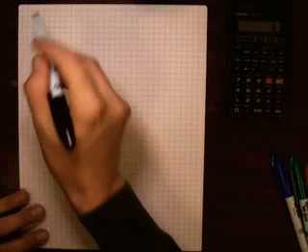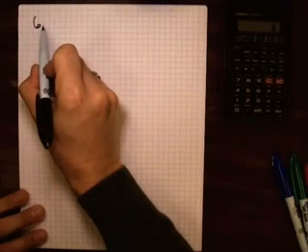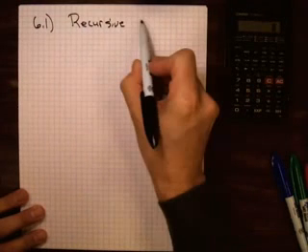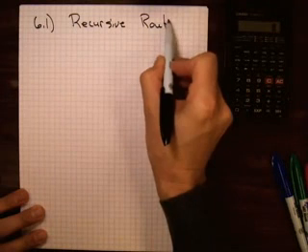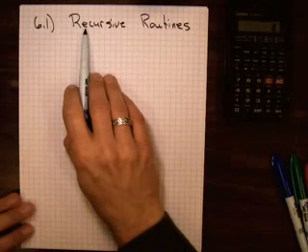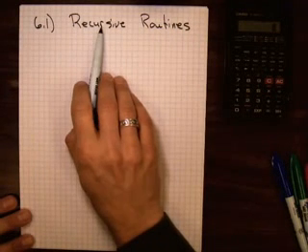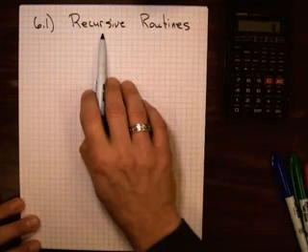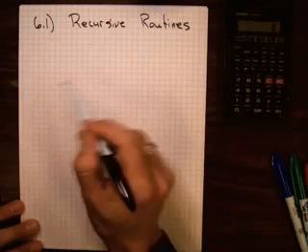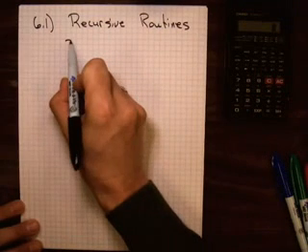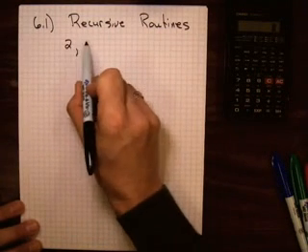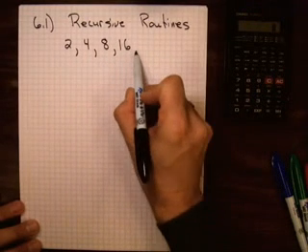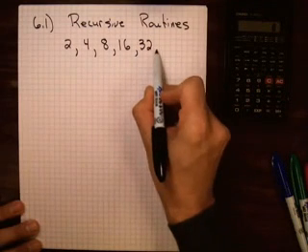Today's topic is recursive routines. Now, the word recursive means to happen again and again and again. And a routine is how we're going to explain what's happening again and again. So an example of a recursive routine might be 2, and then the next might be 4, and then 8, and then 16, 32, and then moving on and on like this.